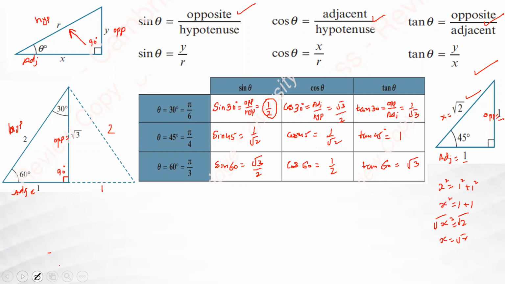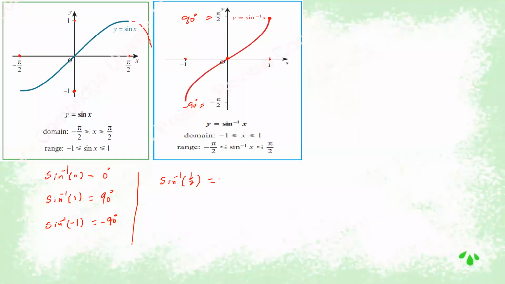So it means my inverse function. So these shapes will help you also. Okay. These answers will help you also. So at which angle gives me sine inverse 1 over 2? That angle is 30 degree.